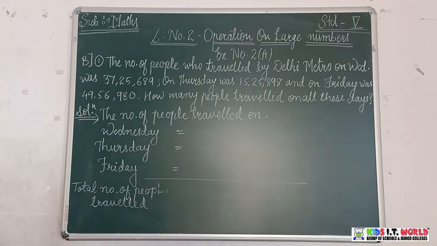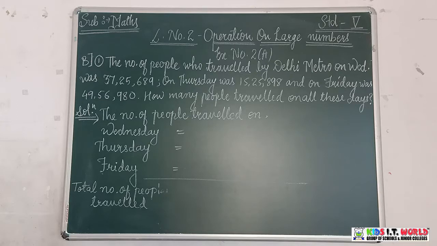On Thursday was 15,25,898. And on Friday was 49,56,980. So how many people travelled on all these trains? What is the meaning of the question?